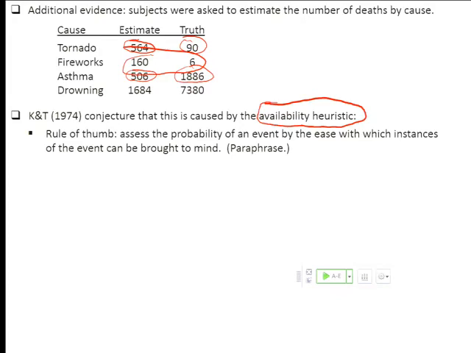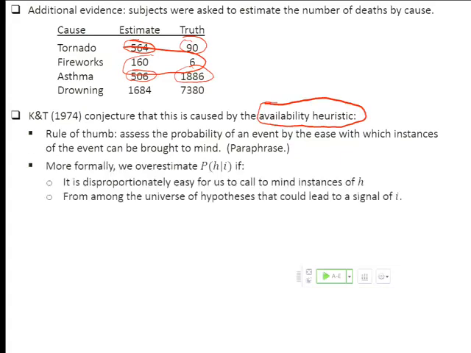So here's the idea. The heuristic is: assess the probability of an event by the ease with which instances of the event can be brought to mind. I'm paraphrasing the paper that's assigned. More formally, we overestimate the probability of a hypothesis, conditional on seeing a signal, if it is disproportionately easy for us to call to mind instances of that hypothesis from among the universe of hypotheses that could lead to a signal of I.